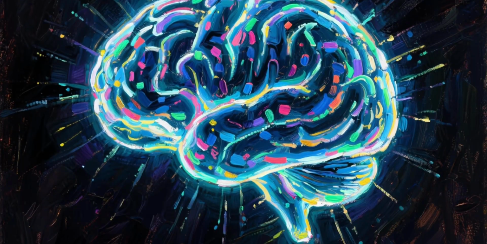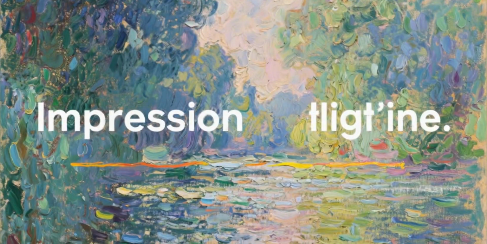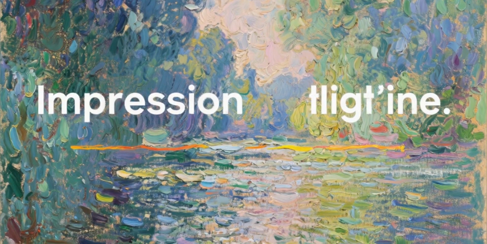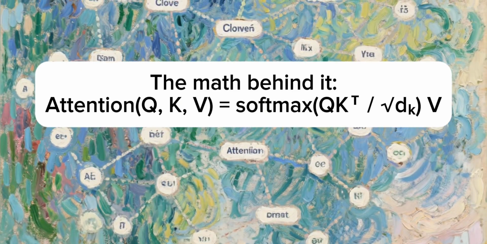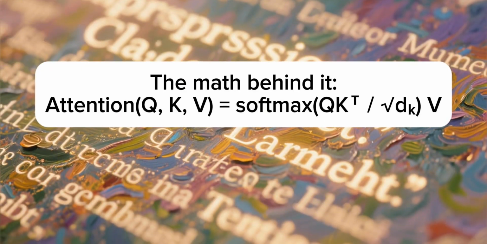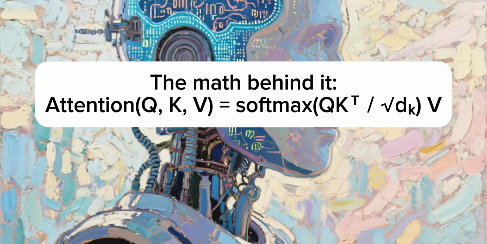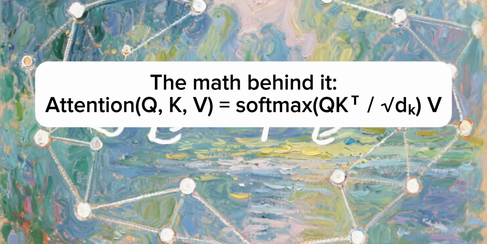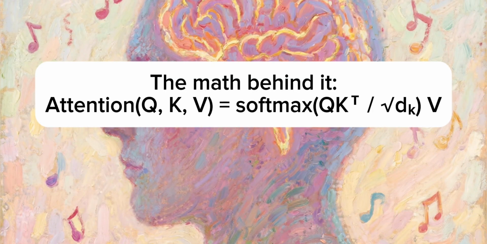Then came the revolution. Transformers. They changed how machines read. Instead of scanning word by word like recurrent neural networks, they see the entire sentence at once. The secret is self-attention. Each word becomes aware of every other word and learns which ones matter most. That's not just code. That's focus, mathematically defined. The same process your brain uses when it tunes out noise to find meaning.